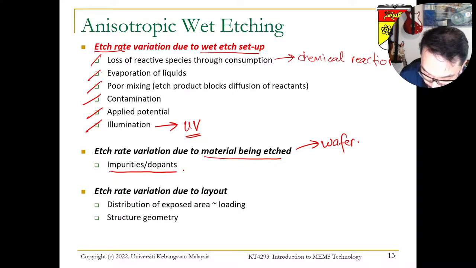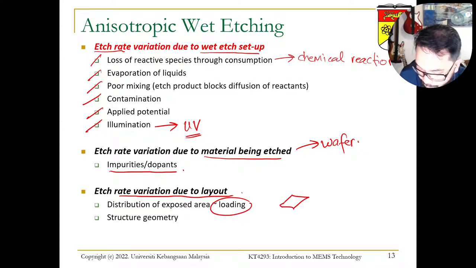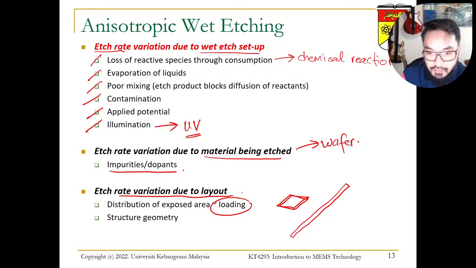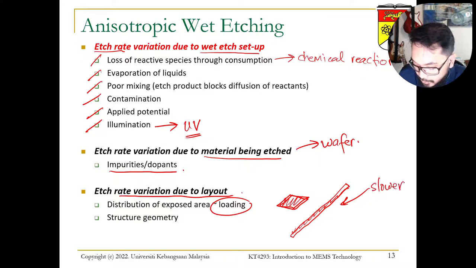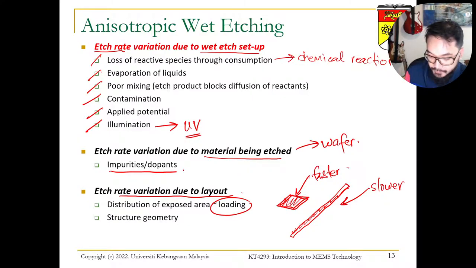Okay, and then etch rate, as we know, can also be dependent on the layout or loading. Basically, how large the opening of the window is, or how complex the shape is. For example, if you have a shape like this, which is a rectangle or a square, the etch rate might be faster than if you have a window which is a narrow rectangle like this. So although the total surface area is the same, let's say this surface area and this surface area are the same, but the geometry is different, the loading is different, so this one must be slower or can be slower than this one. Okay, so it depends on the loading or the layout, structure, geometry. This can affect the etch rate as well.